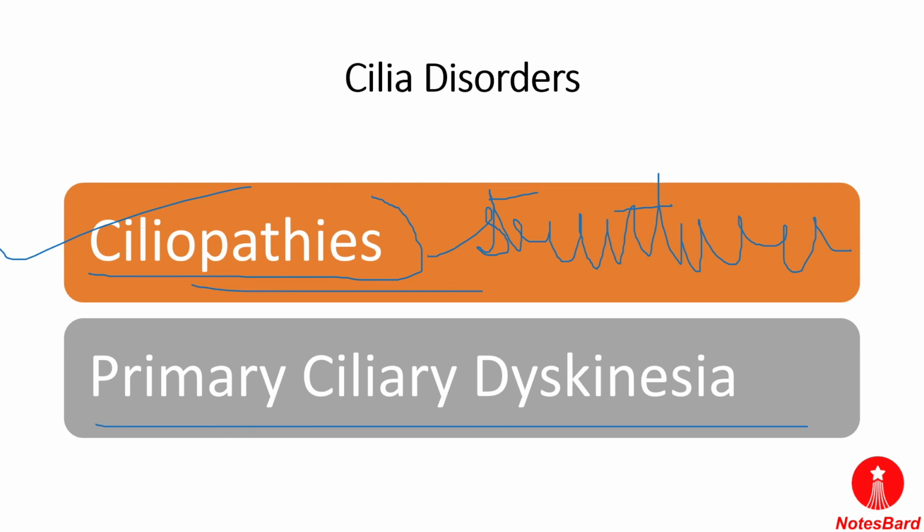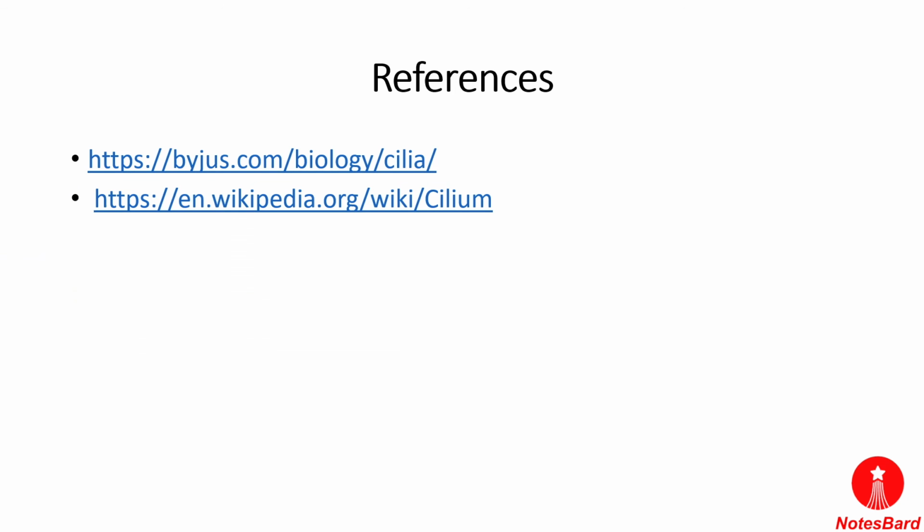Next is primary ciliary dyskinesia. It is an autosomal recessive disorder in which the cilia do not function normally. This condition prevents the clearing of mucus from the lungs, ears and sinuses. So this is the main disorder in which the cilia will not perform in a normal way.